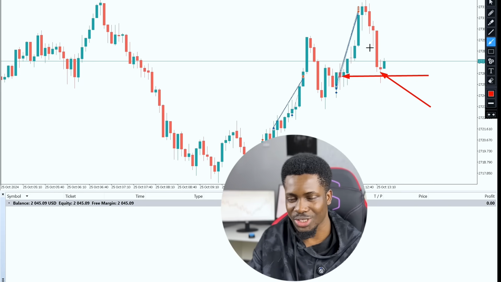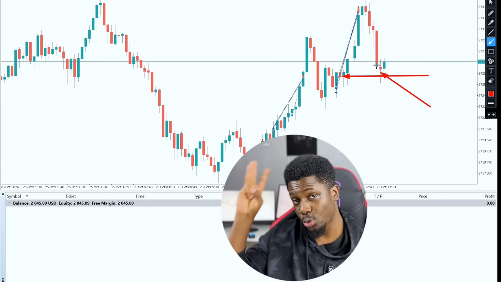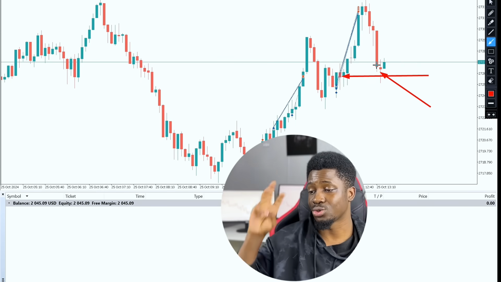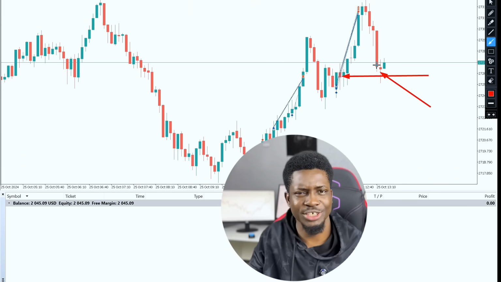So this particular stuff that just happened at the same time is also a retest. So we are confirming it with three major factors already. So what do you think is going to happen in this chart? It's just going to push up, right?